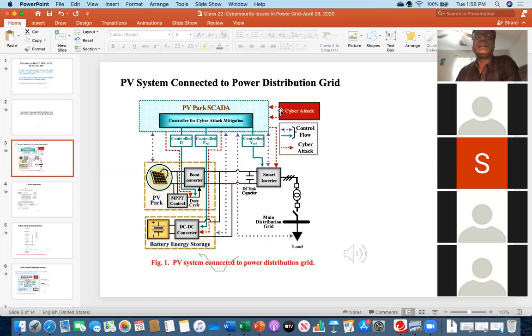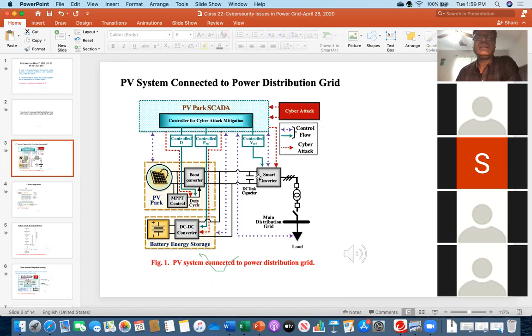So the cyber attacker is injecting bad signal to SCADA, and through SCADA, that bad signal or attack is going into the smart inverter. Another example, you see from SCADA, it is going to the DC converter of the energy storage system. And also you see the other line, the attacker is sending bad signal to the duty cycle. That duty cycle is being produced by the MPPT control, and it is the input to the boost converter.